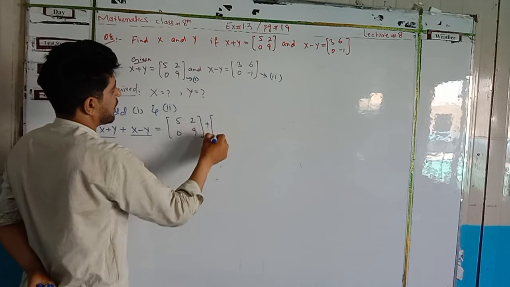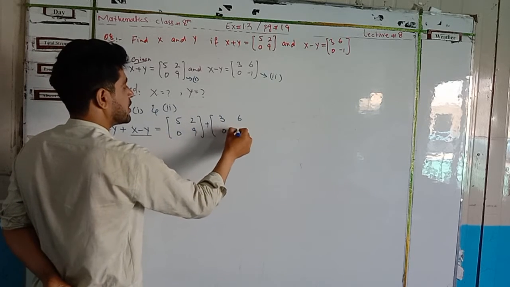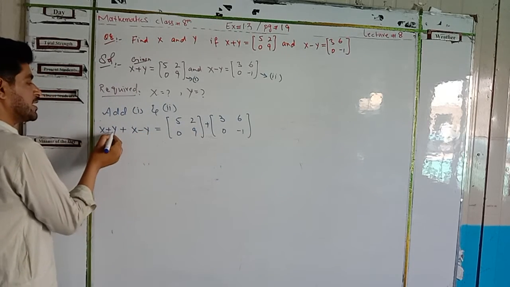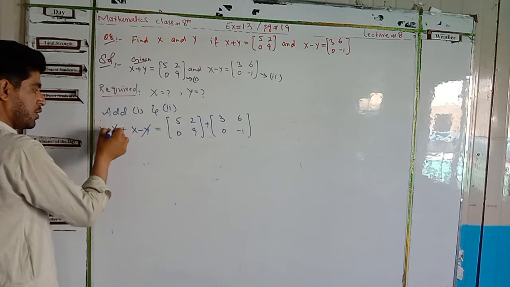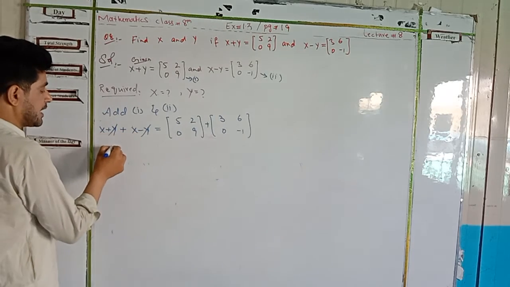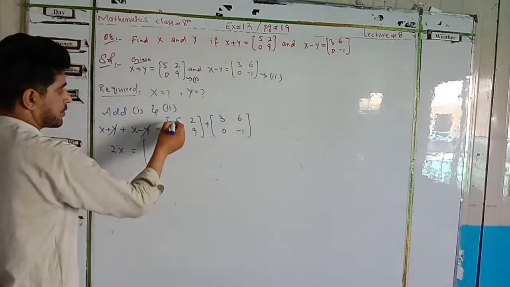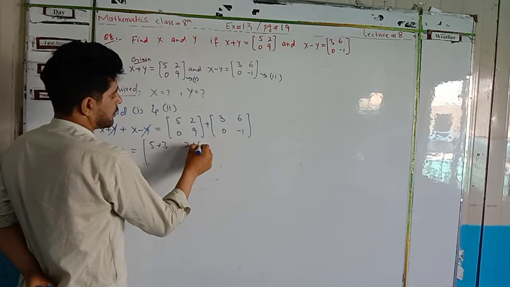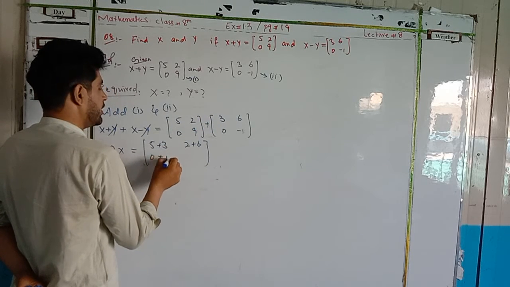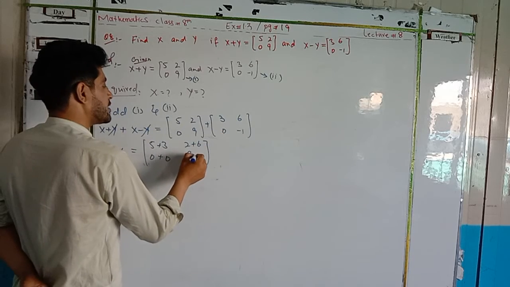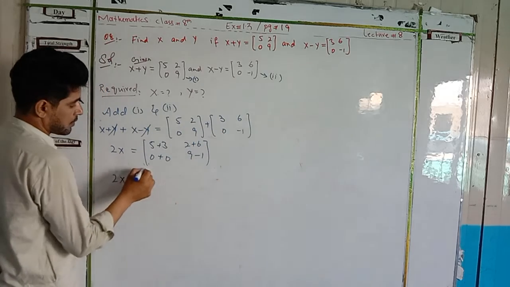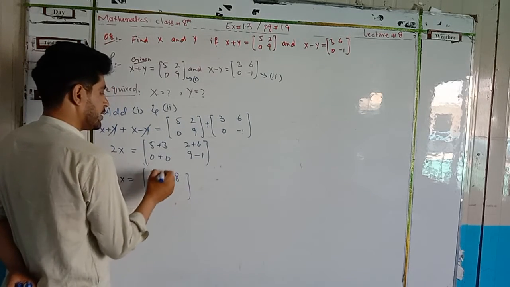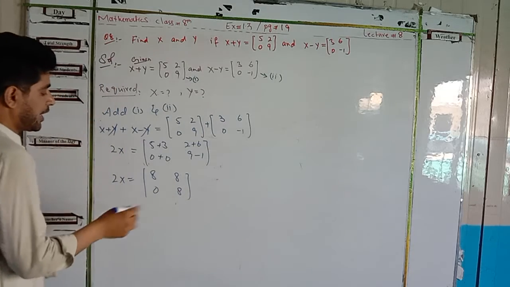5209 plus 360 minus 1. This is plus 5 and this is minus, so this will be cancelled. X and x, 2x. First element adds to first, second to second, third to third, and last to last: 8, 0, 8. Dividing 2 on both sides.